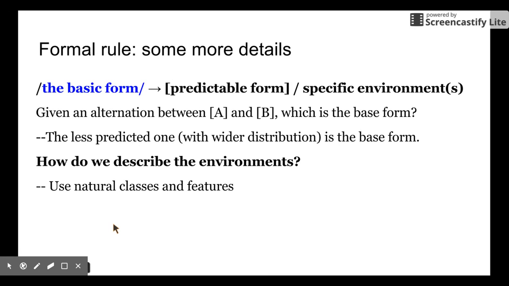Okay. So again, the schema of the rules is like this: base form, predictable form, and the specific environments. So first step, we have to decide which one is the base. The wider distribution should be the base. And how do we describe the environment? We use natural classes and features.